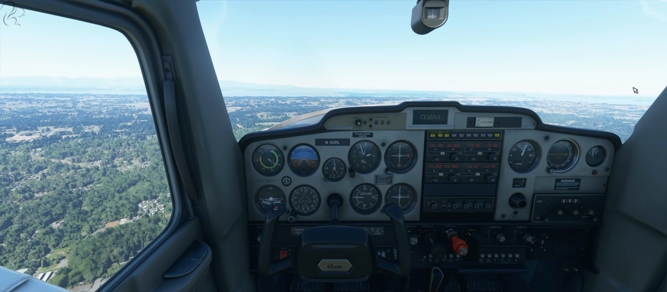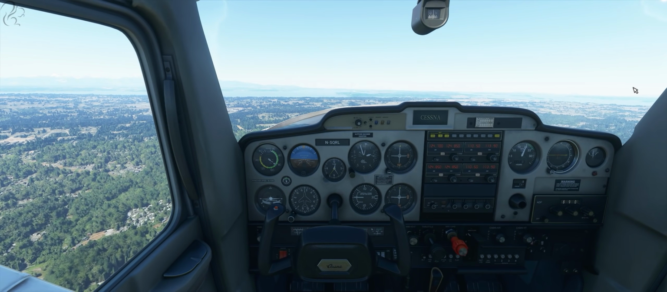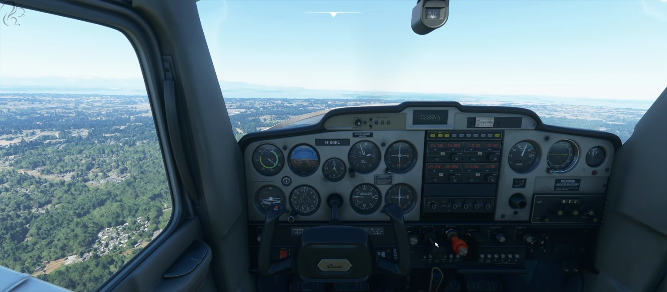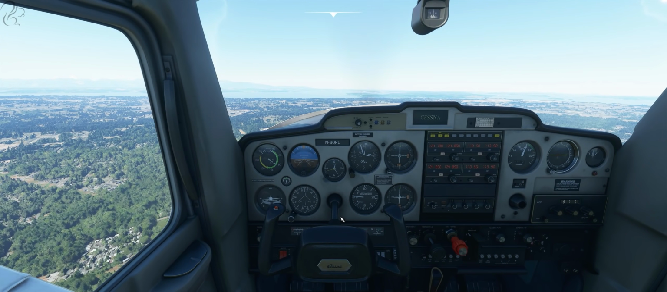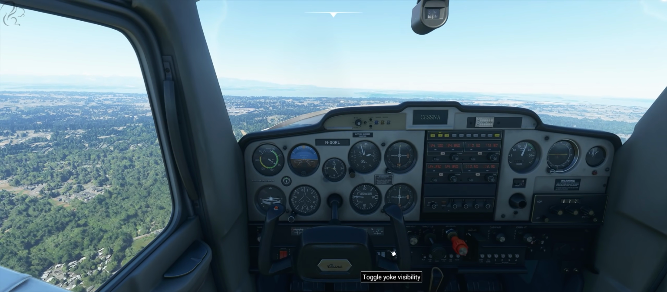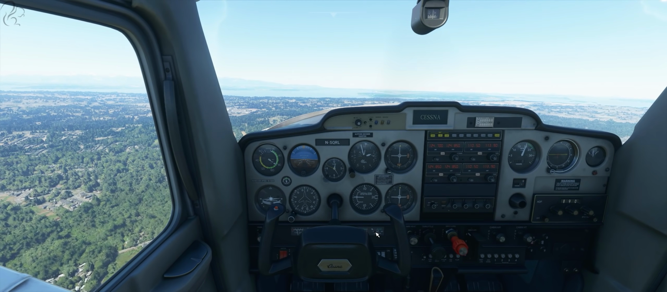So how does trim factor into all of this? We know there's a relationship between the power and the pitch of the aircraft, and that affects the airspeed and the altitude. But what does trim actually do? How does it help us?